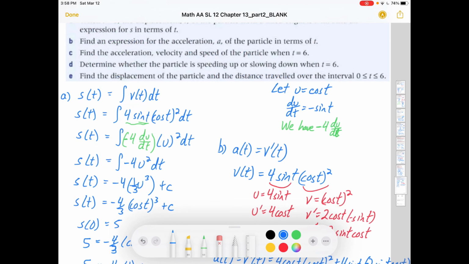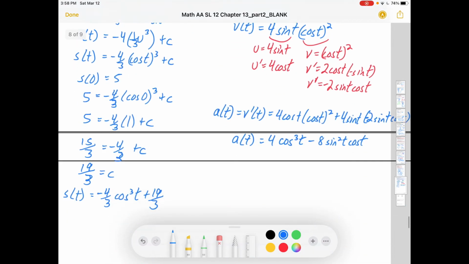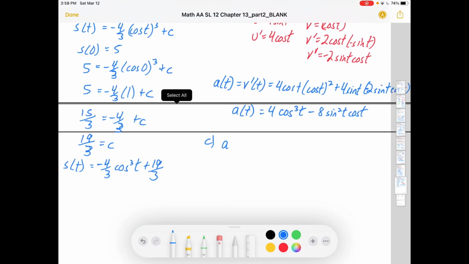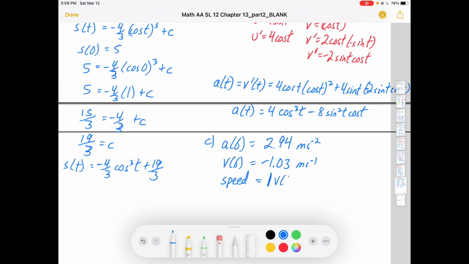The next question says find acceleration, velocity, and speed when t equals 6. So in part C, we're going to find acceleration when it's 6, and that just means subbing in. So make sure that you're in radian mode, and we can find that it's 2.94, and that will be meters per second. Velocity is going to be negative 1.03 meters per second. And speed is the absolute value of velocity, or that would be 1.03 meters per second.